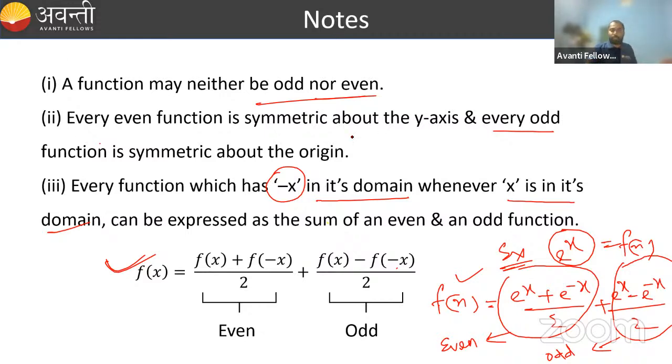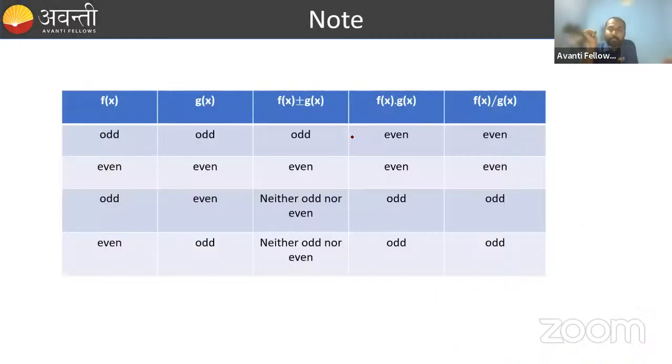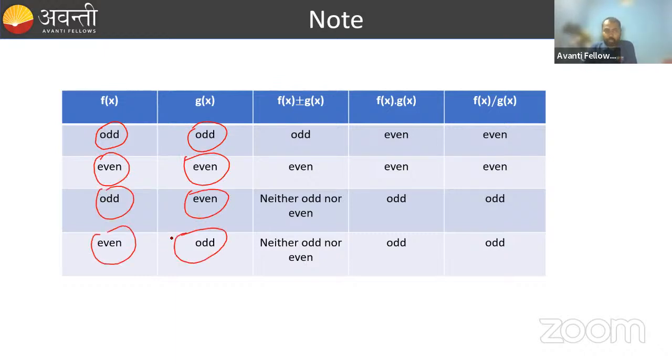Let's move to some important concepts here. Here we have given one table. When f of x is odd and g of x is odd, both the functions are even, or one function is odd and one function is even. These four cases are given. So these are the results we get when we are subtracting, adding, multiplying, and dividing, right? My suggestion is to take a screenshot of this slide and it will be useful for your problem solving.